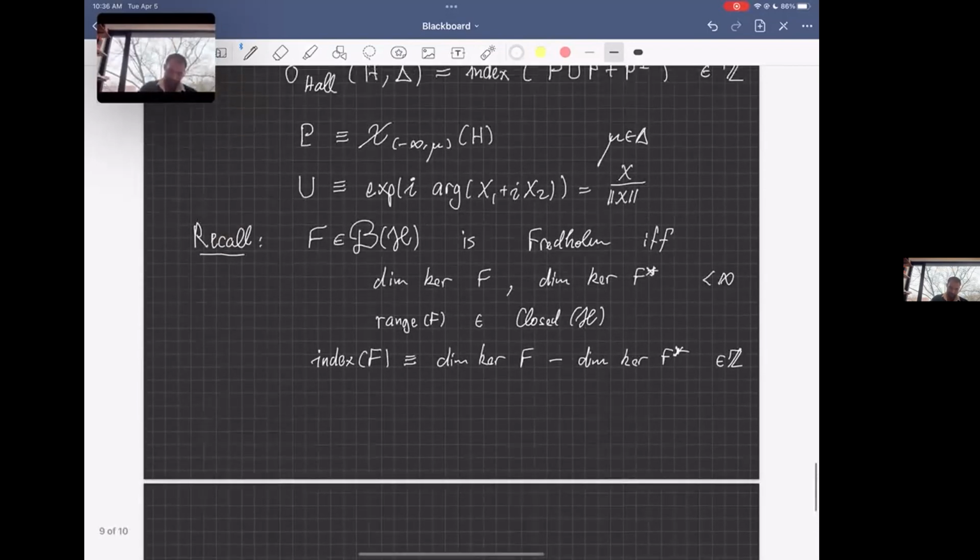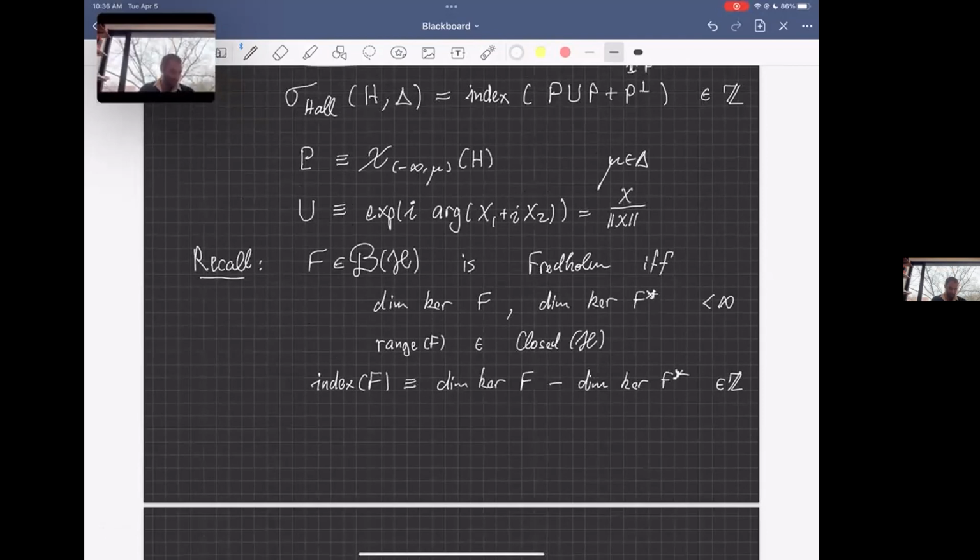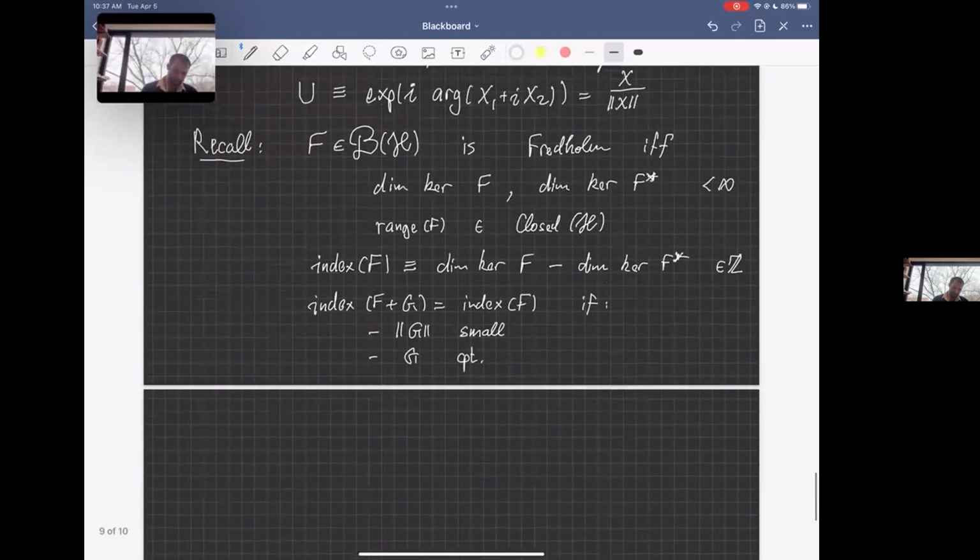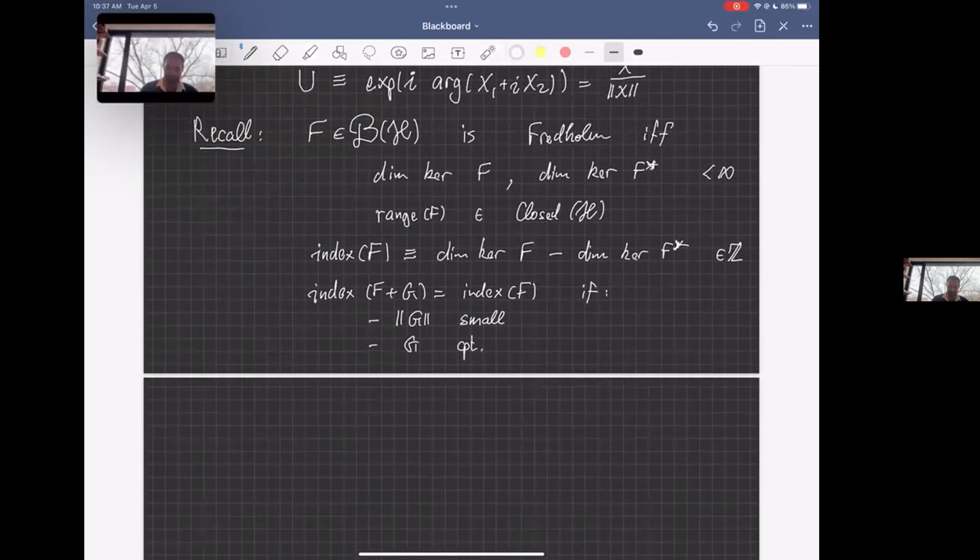But furthermore, and that's really the main tool that I want to use, is that the index of F plus G is equal to the index of F if either G is sufficiently small, and when I say sufficiently small, of course, it depends on F, or G is compact. If you have either one of these two properties, then the index is stable under these perturbations, and that's really the main tool that I think can lead to a lot of results in a relatively soft way. And indeed, that's essentially all I will use.